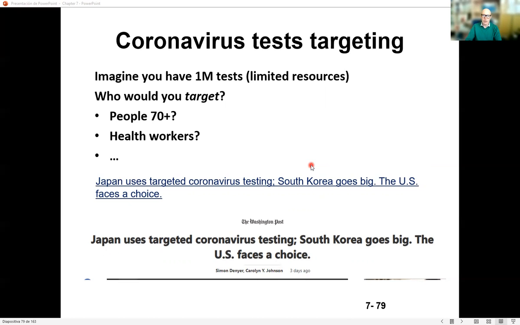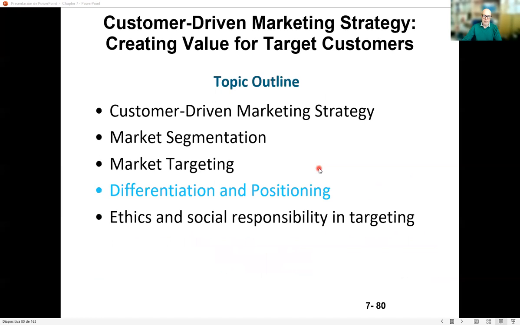For example, are you going to use these 1 million tests for people over their 70s, or maybe you would give priority to health workers? So that would also be a targeting decision. And we are going to stop here for now.